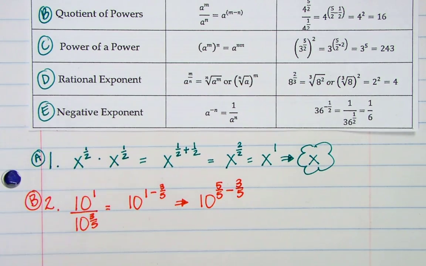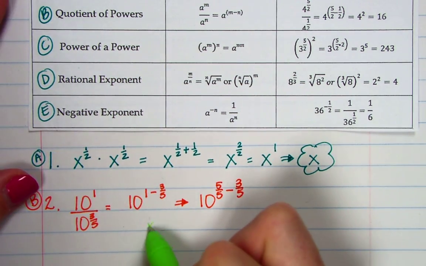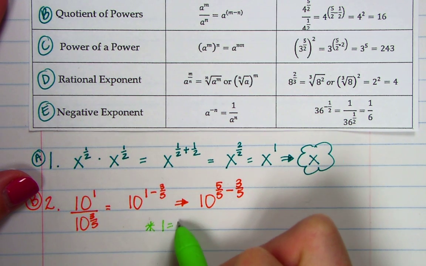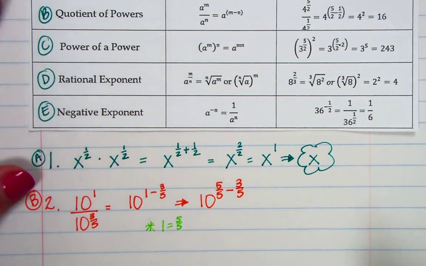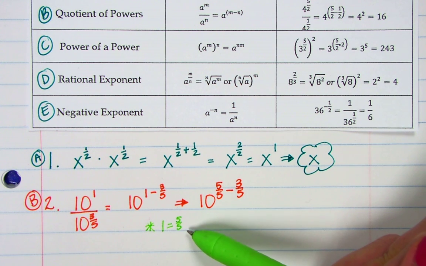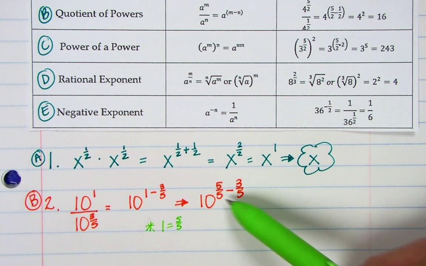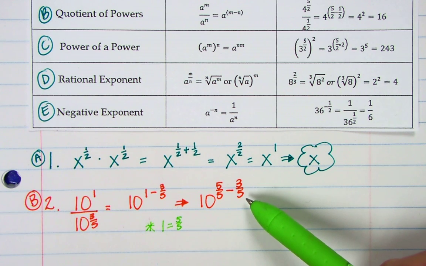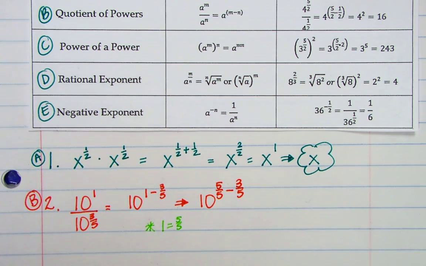And I'm even going to make myself a little note here, so I know 1 equals 5 over 5. But again, you can use any fraction you want that's a number over itself, just whichever denominator you need. We needed a 5 because we had 3/5. Well, what's 5 minus 3?